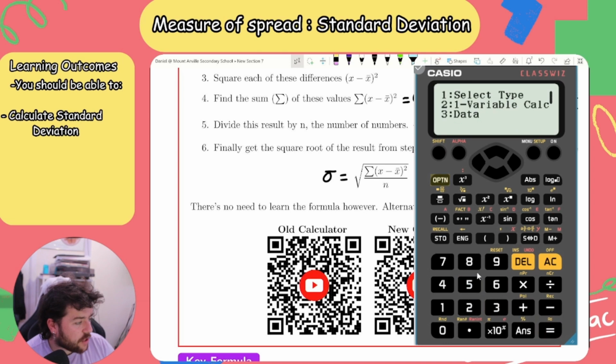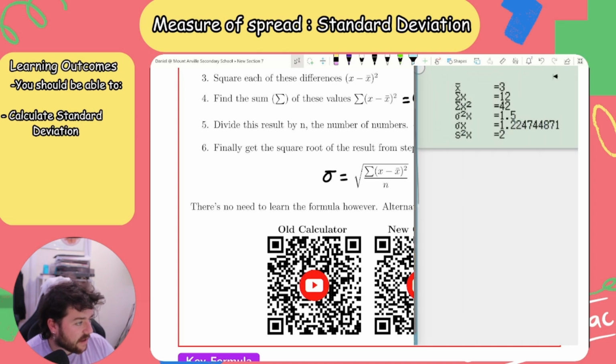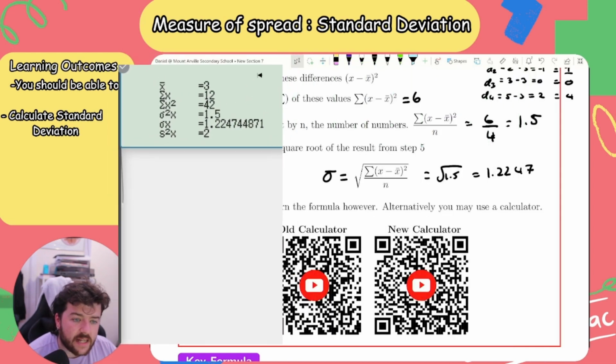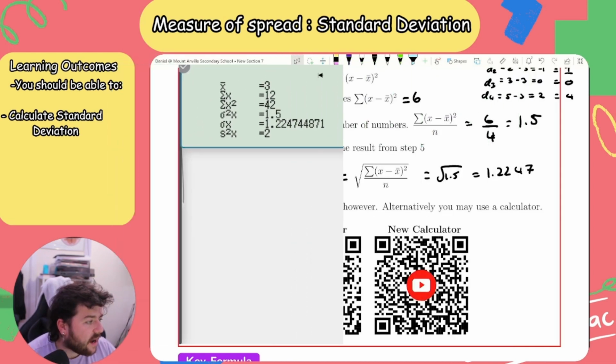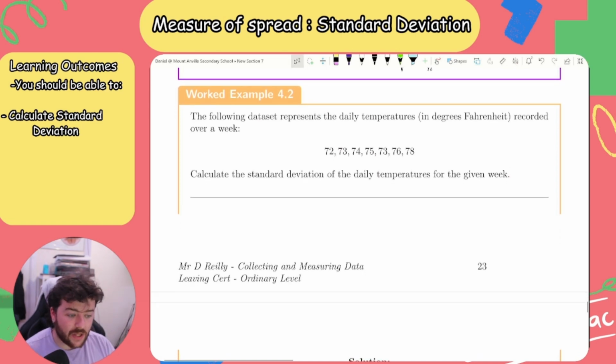I now click Option, then I click 2. And then it gives me a list of all my values. If you see here, the sigma x, that is my standard deviation. That's my standard deviation there. And if you're lucky here, 1.2247, it matches up with this value here.